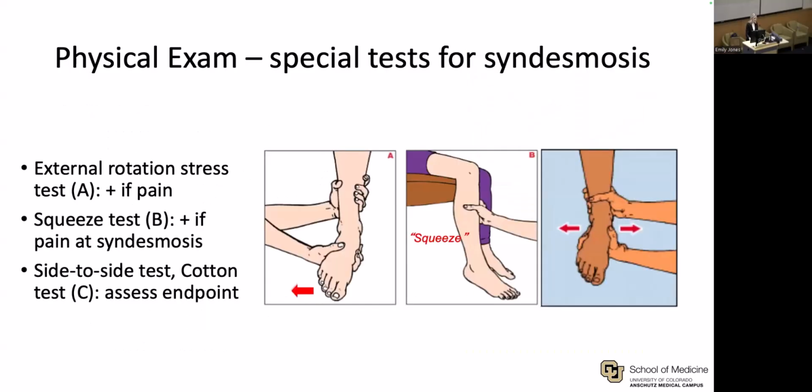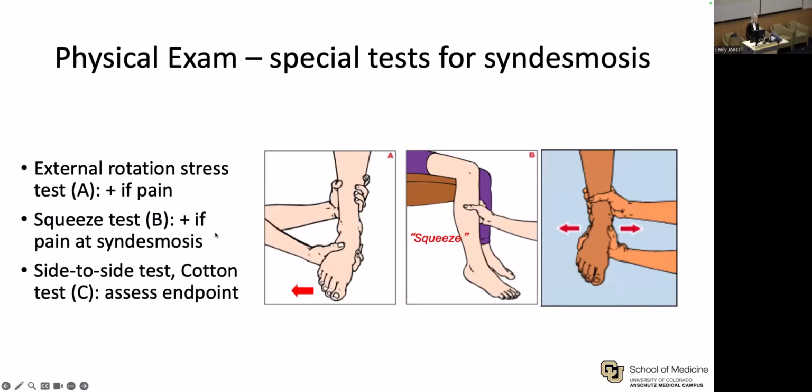And then there's some special tests for the syndesmosis. These I probably am not doing quite as often. Syndesmotic injuries aren't all that common, especially in the primary care setting. But these are a few different ways that you can do it. This first one is called the external rotation stress test. So basically you have the ankle in dorsiflexion, and then you apply an externally rotating force. And so it's positive if that elicits pain.